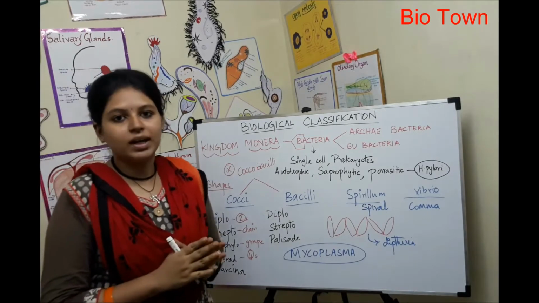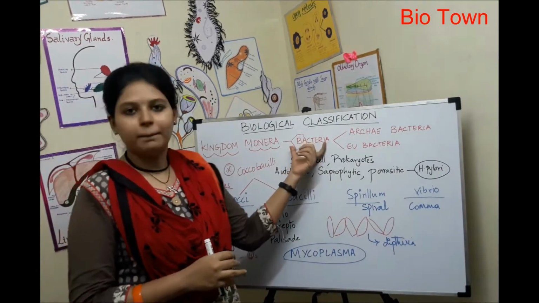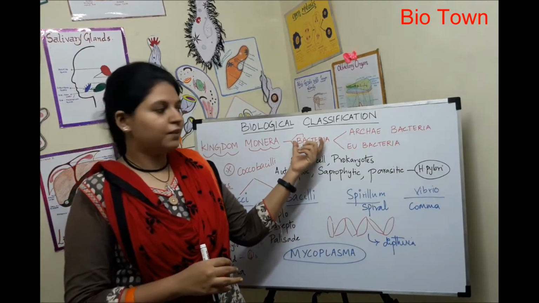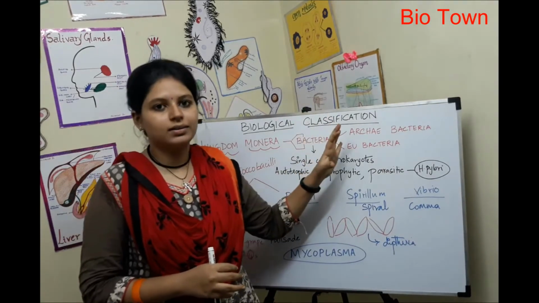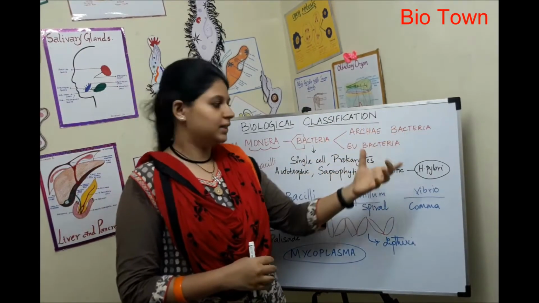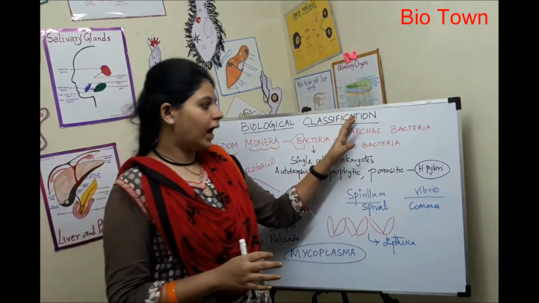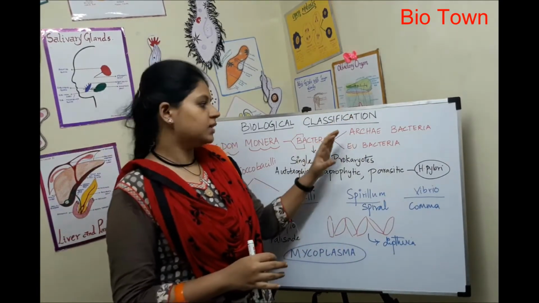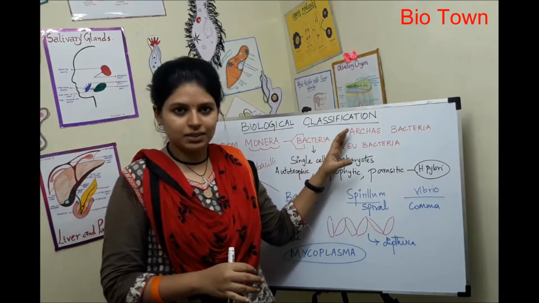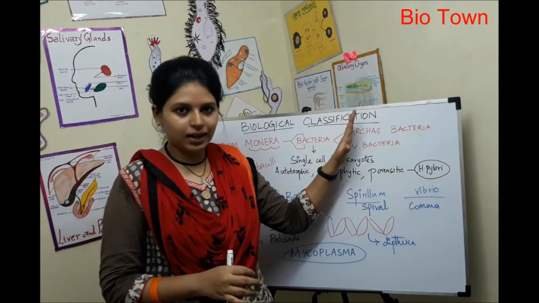Yes, so we're going to talk about kingdom Monera. Kingdom Monera comprises bacteria, and they have split bacteria into two classes. One is Archaeobacteria and the other is Eubacteria. About Archaeobacteria and its characteristics, and Eubacteria and its characteristics, we'll see in the next class.